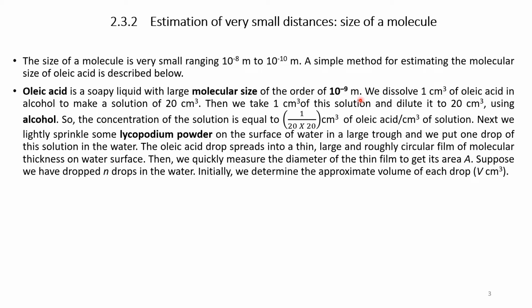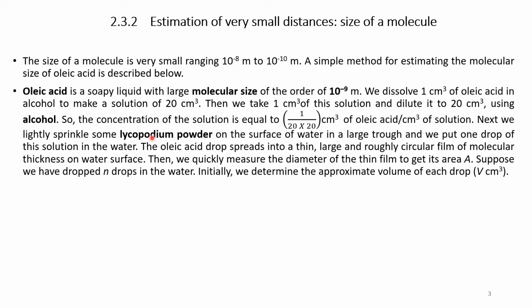meters. We dissolve 1 centimeter cube of oleic acid in alcohol to make a solution of 20 centimeter cube. Then we take 1 centimeter cube of this solution and dilute it to 20 centimeter cube using alcohol. So the concentration of solution is equal to 1 over 20 into 20 centimeter cube of oleic acid per centimeter cube of solution.